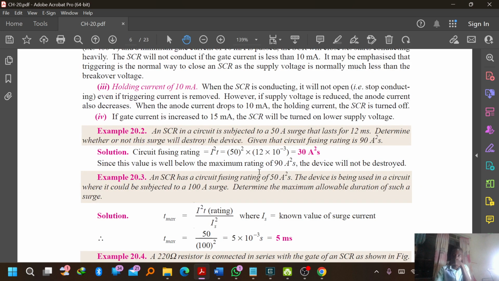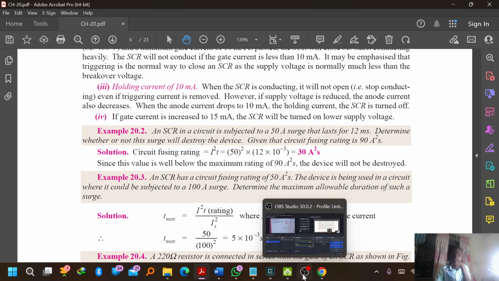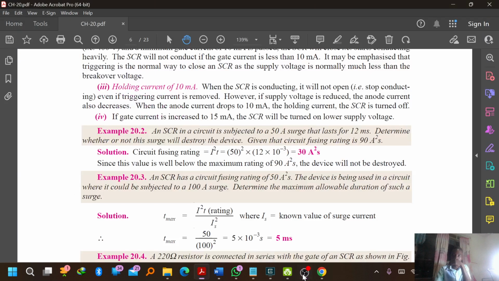So I'll rush to this. This was the example I was looking for before I go anywhere. I was looking at this example here, example 20.2. They're saying an SCR is subjected to a 50 amp surge that lasts 12 milliseconds. Determine whether or not this surge will destroy the device given the circuit fusing rating is 90 amps squared seconds.